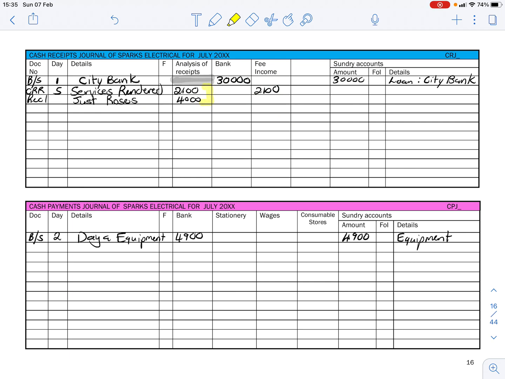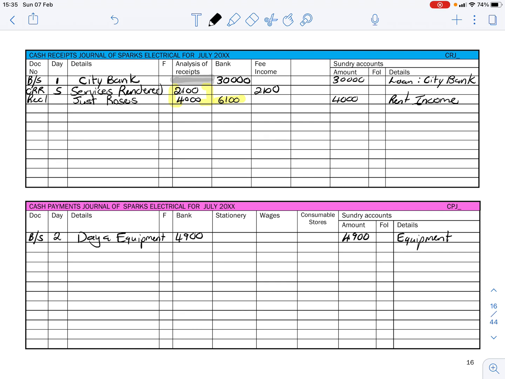There's 2 transactions on that day, so we add our 2,100 and 4,000 to get a total of 6,100 Rand for the day. Okay. And the reason why just Roses is paying us is rent income, so we take 4,000 Rand under sundry with our detail rent income.